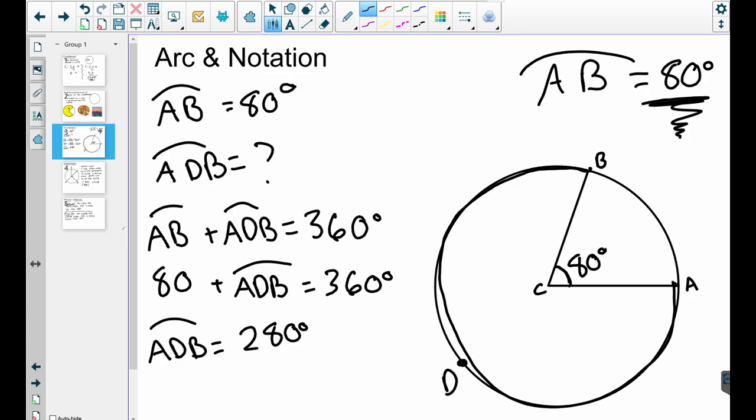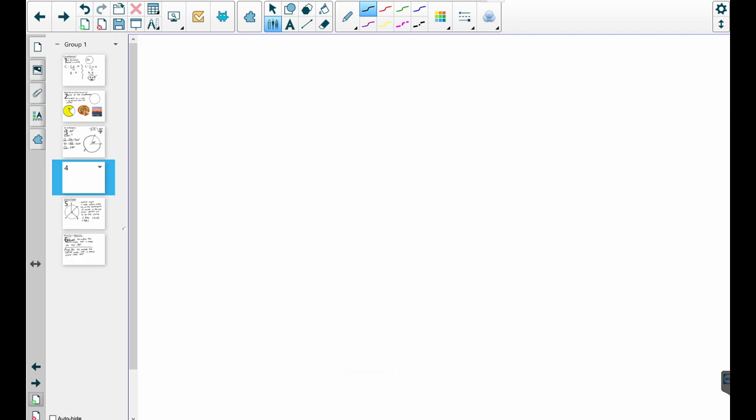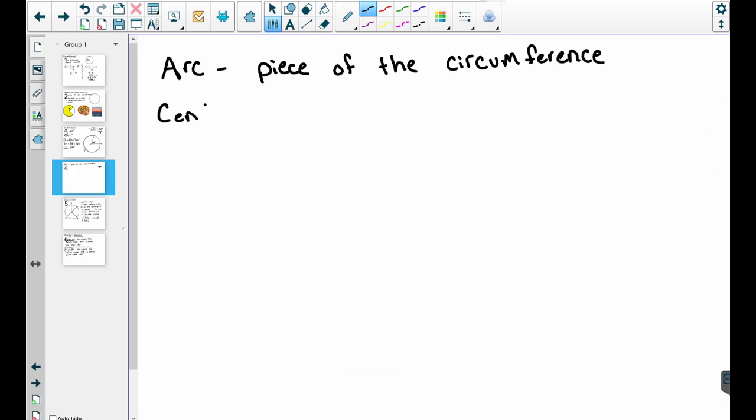I hope that makes sense. So let's review this again. I'll create a new slide here. So an arc is a piece of the circumference. We have the central angle that creates an arc, and it is made up of an angle whose vertex, we'll just write angle, vertex at center point.